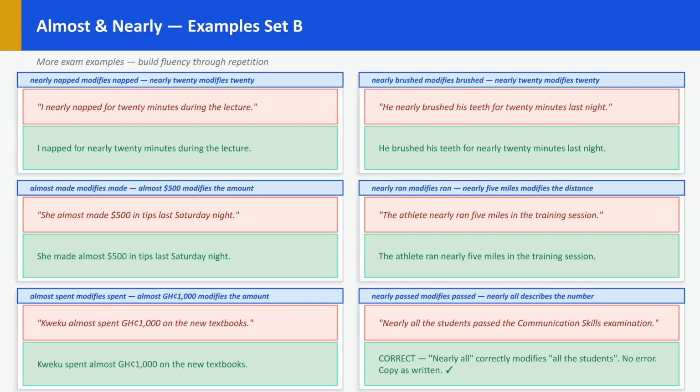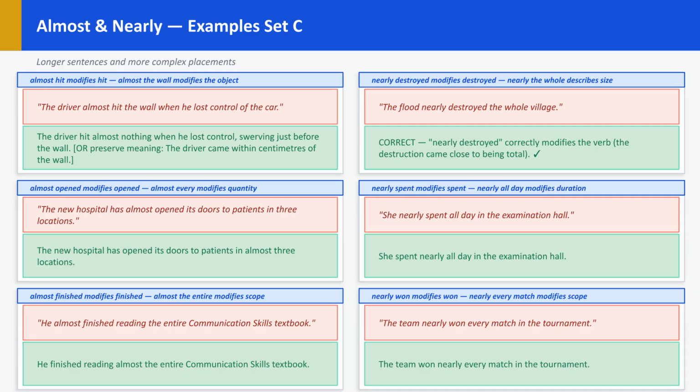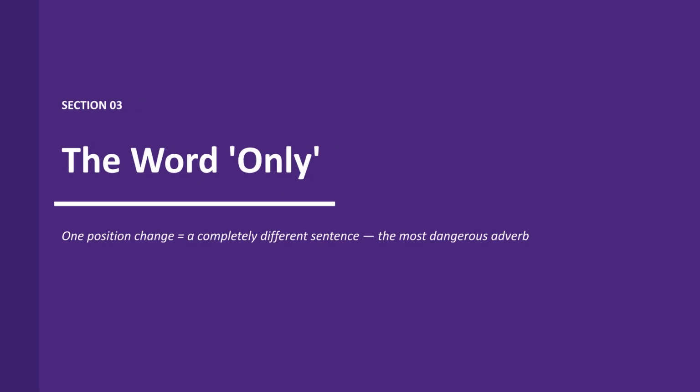More practice examples reinforce the rule. Correct sentences place almost or nearly right before the number or amount being modified. Note that nearly all is correctly placed when it modifies a group. These examples demonstrate how almost and nearly can change the scope or object of the sentence. Remember to place the adverb immediately before the word it is meant to modify, whether it's a number, amount, or an entire phrase.